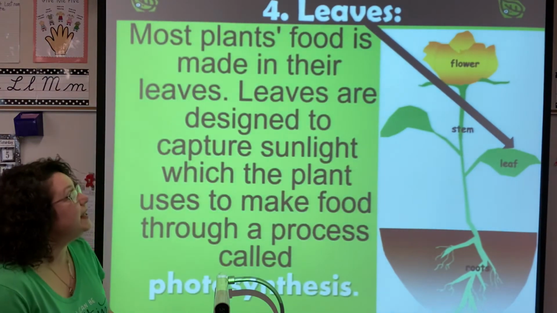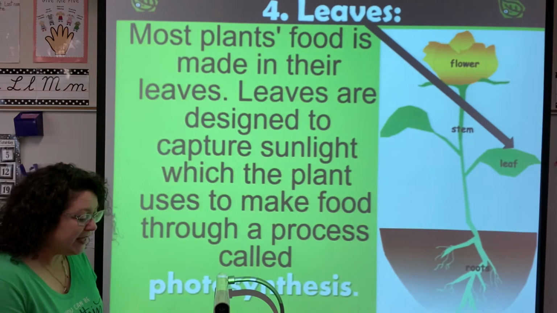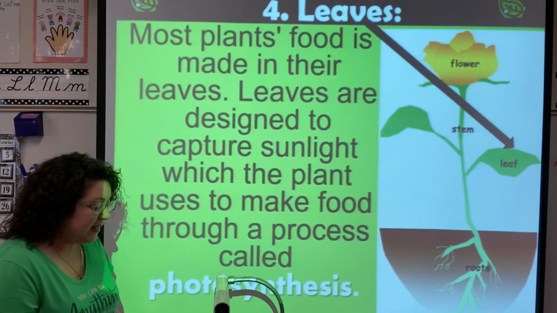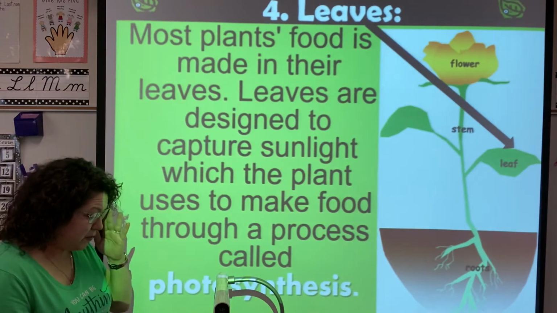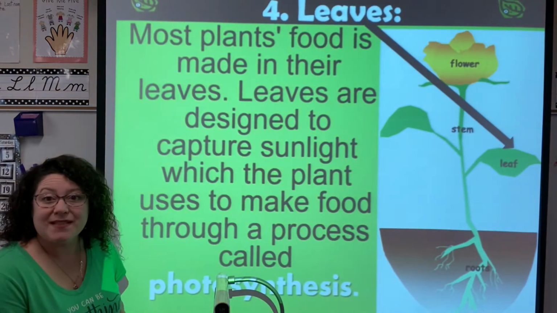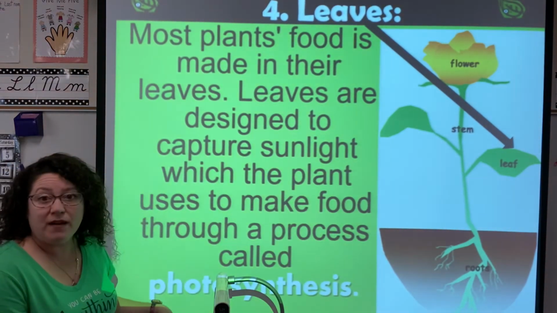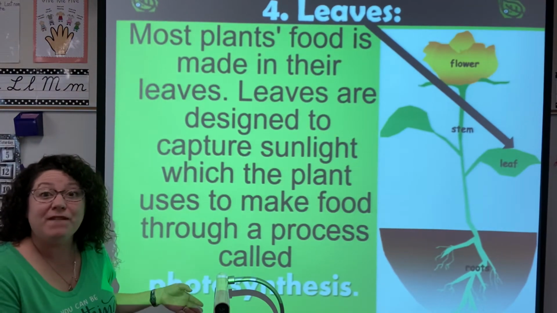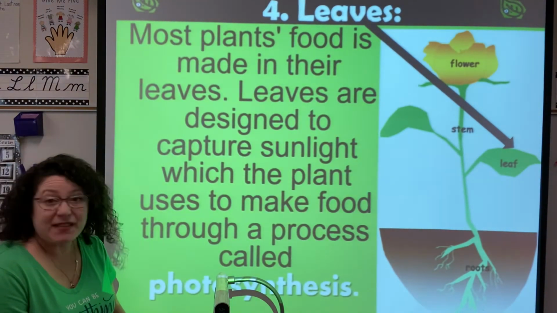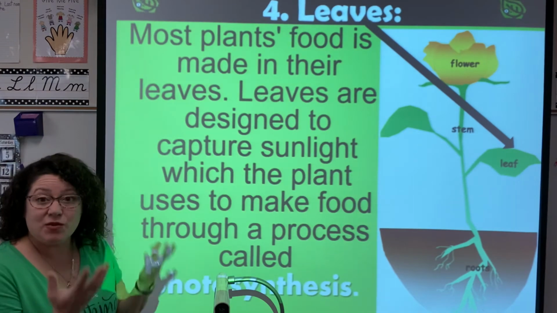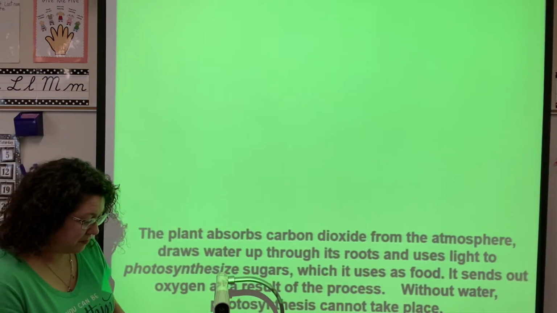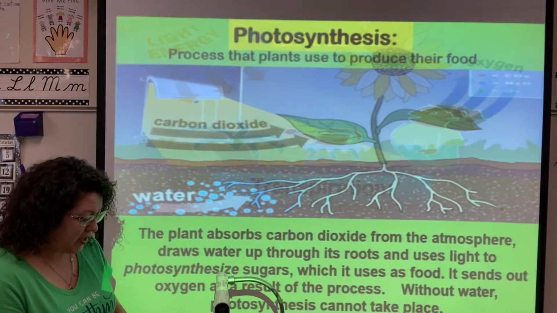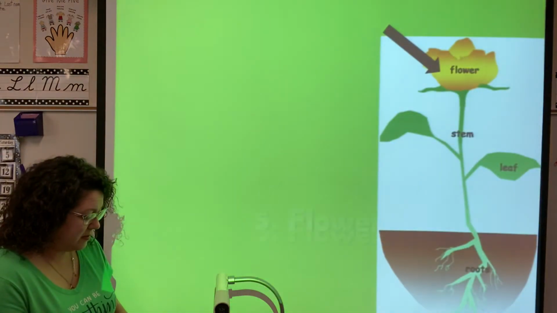Now we've got our leaves. Most plants' food is made in their leaves. Leaves are designed to capture sunlight, which the plant uses to make food through a process called photosynthesis. That's a nice long vocabulary word, and you're going to learn about photosynthesis a little bit later. But that's one of the jobs of the leaf, is to make the food. So we're just going to go past this a little bit.